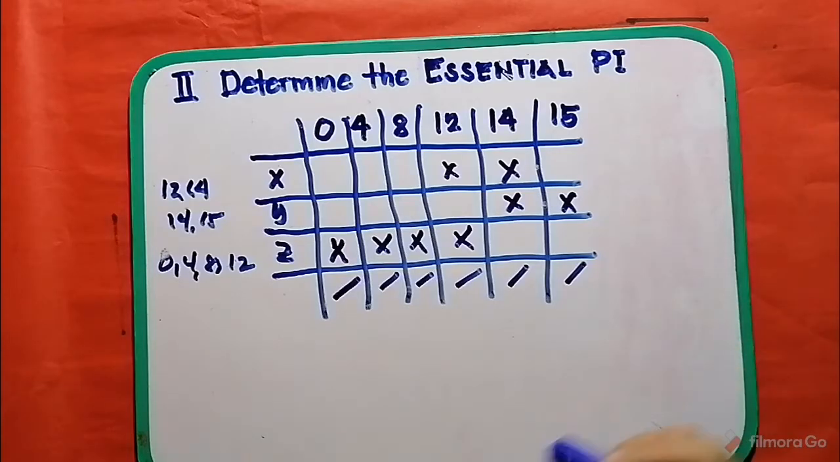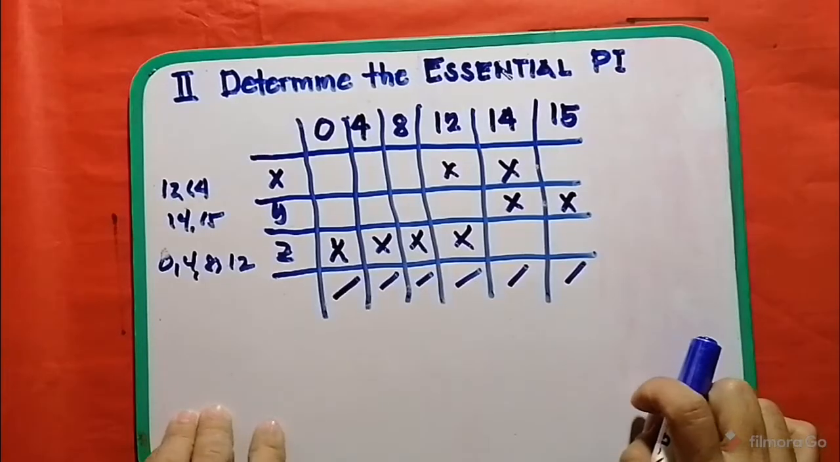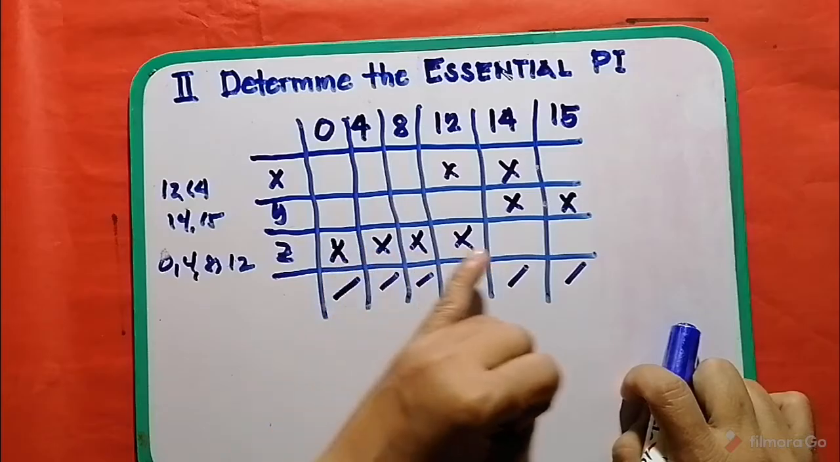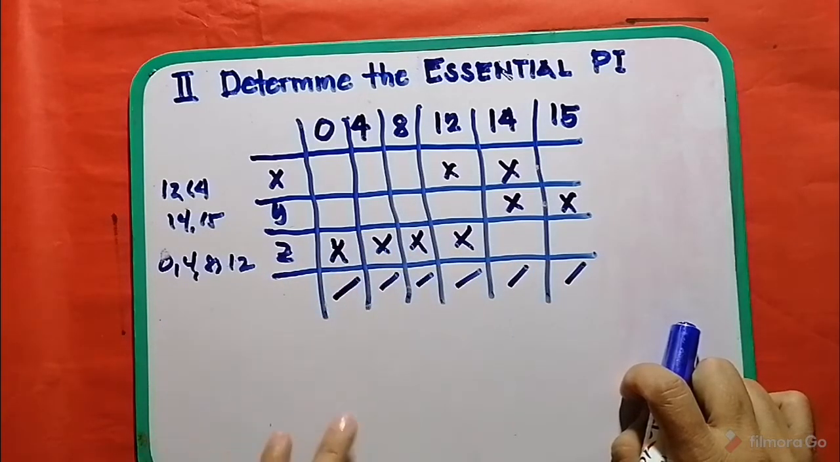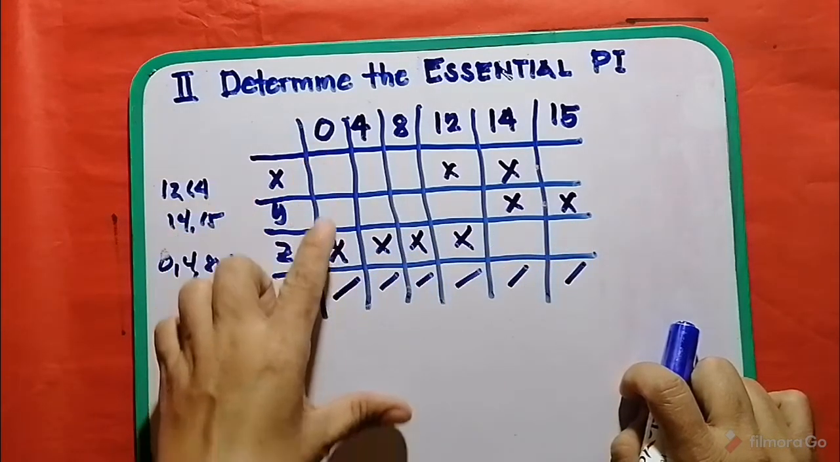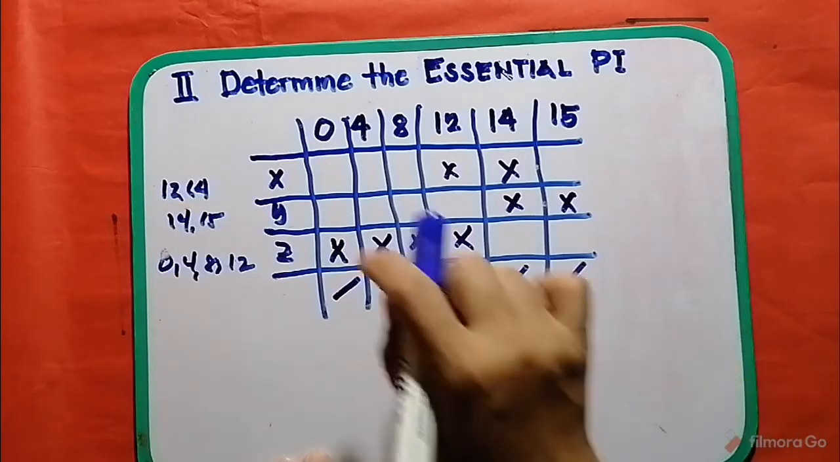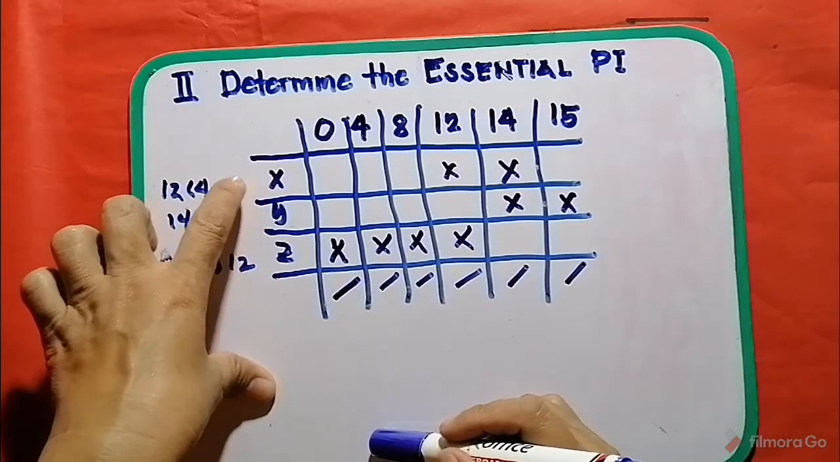Okay? Then next, we now determine the essential prime implicants. So there are two requirements to determine what are the essential prime implicants. One, all these x's should have a tick mark at the bottom. Second, one of these x's should be the only x covering such implicants. So let's assess X.